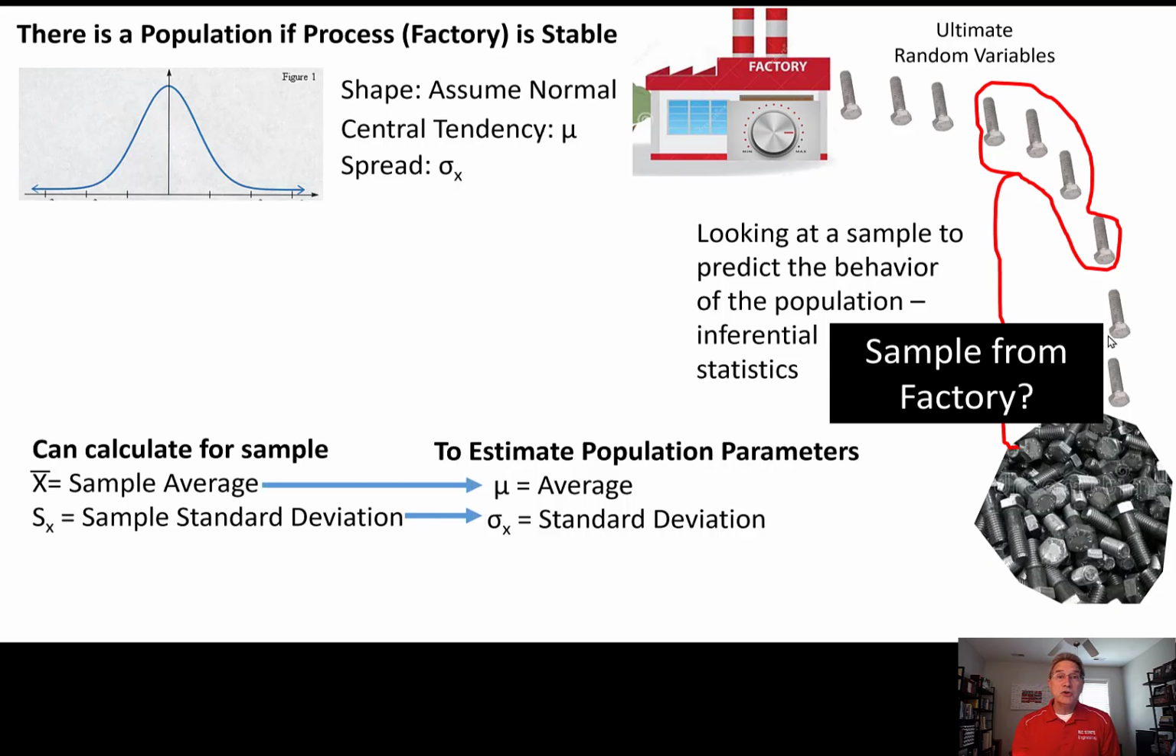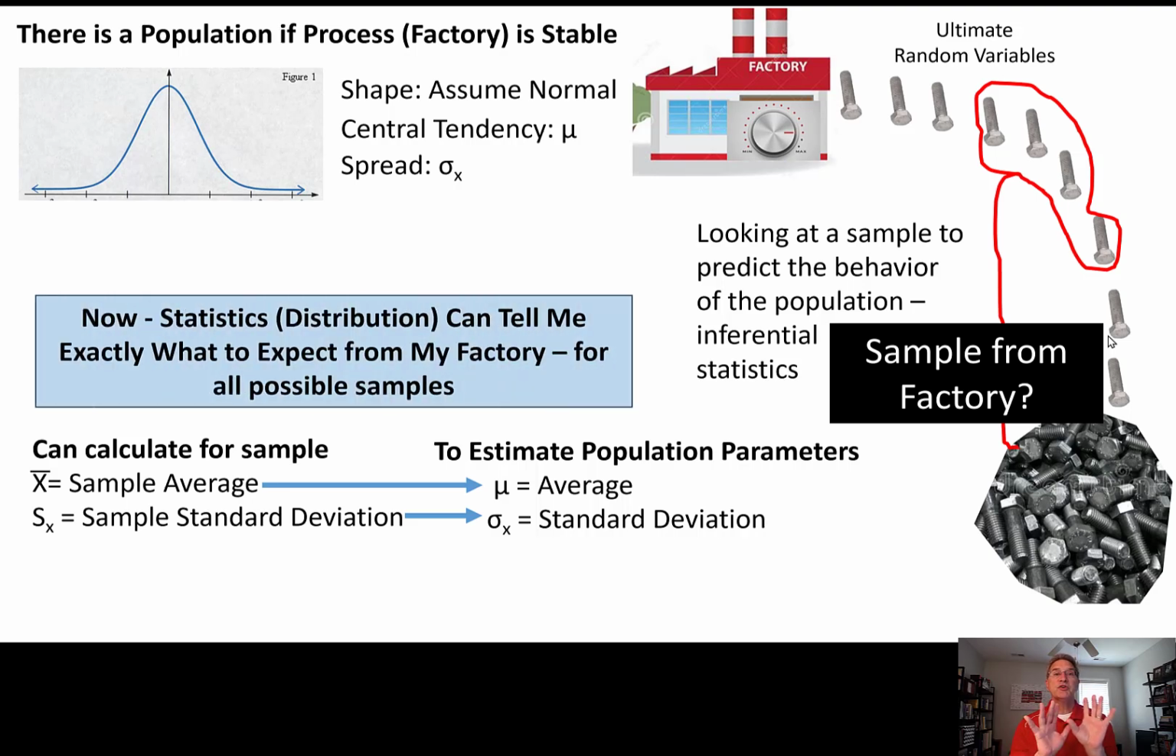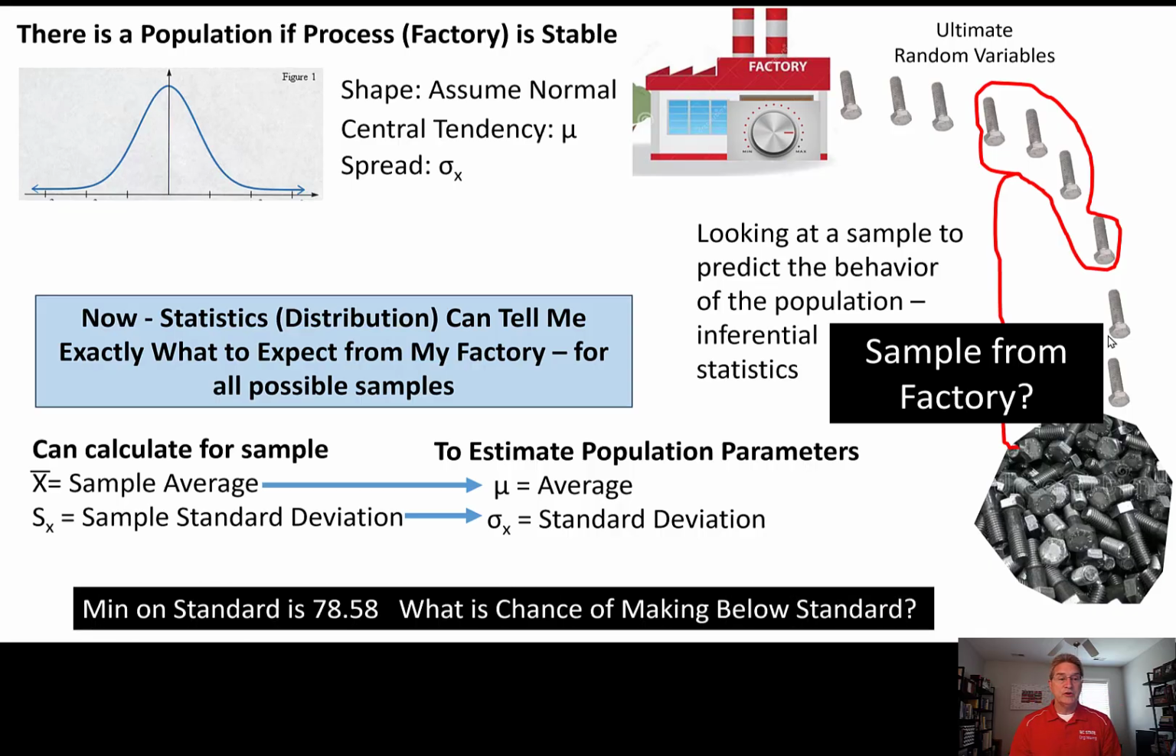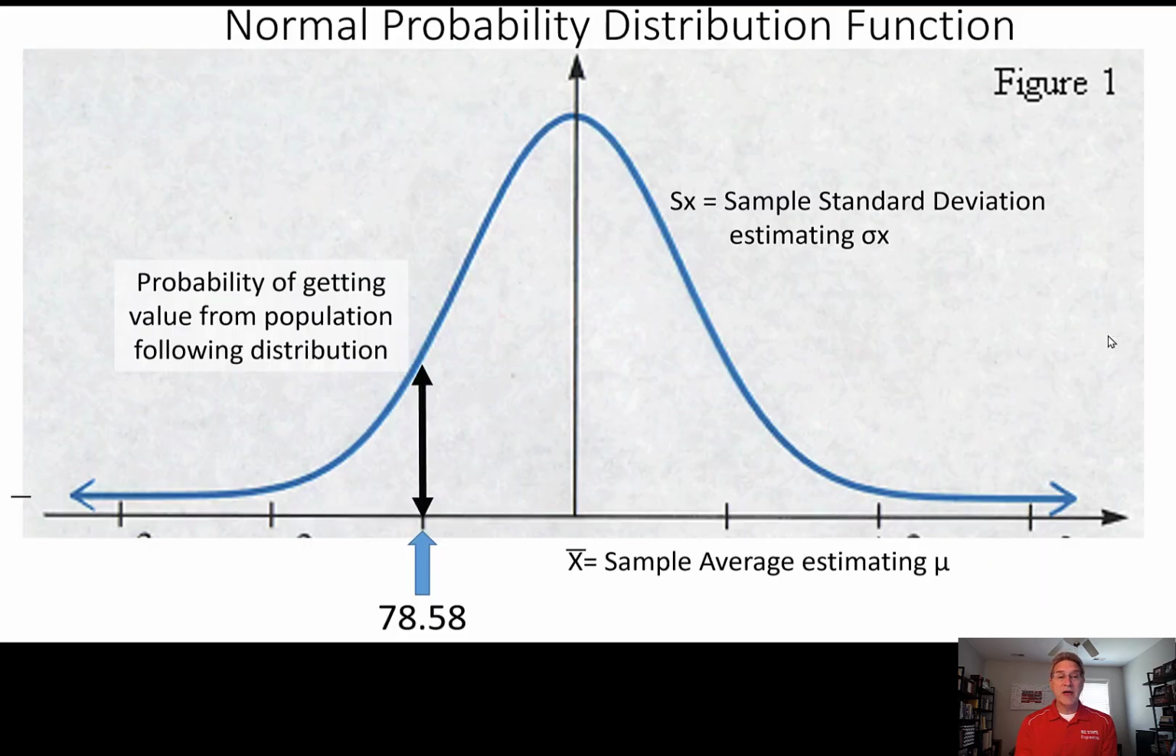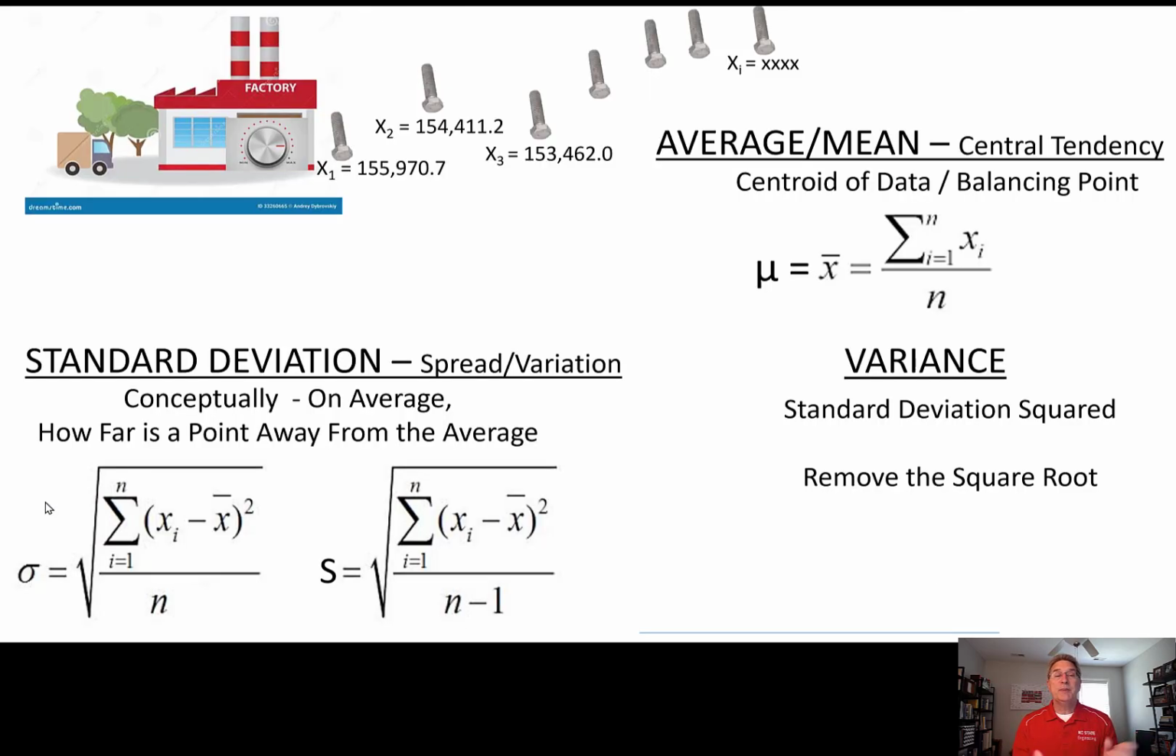We now can use the mathematical functions that we know about the distribution to predict what we can expect for ultimate. We used the example, let's say the minimum that we could allow was 78.58. We wanted to see the chance of going below that. We could come to the normal, pick this point, and use that function that I showed you. We're not going to have to use it, there are tables, and see what that probability is. And so we now have a very good way to say, what can I expect?